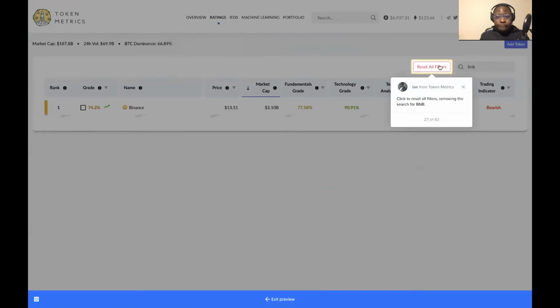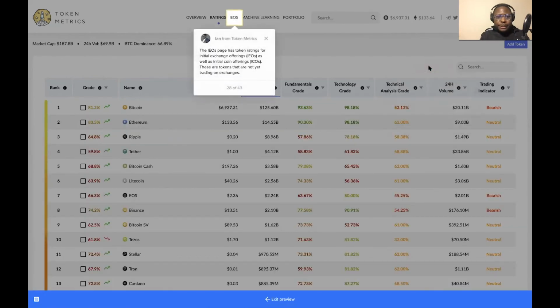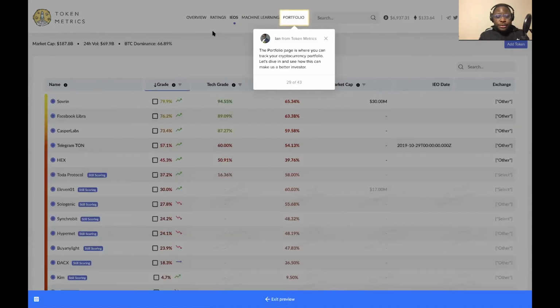So we can reset our filter by just clicking the reset all filters button, and that clears the search. Now let's check into the IEOs page. This has token ratings for initial exchange offerings. So this is the IEO page.